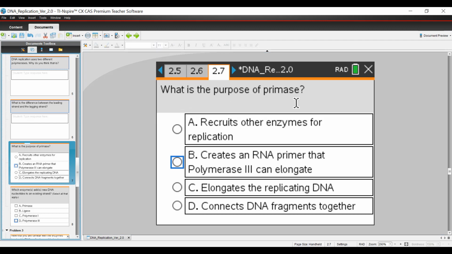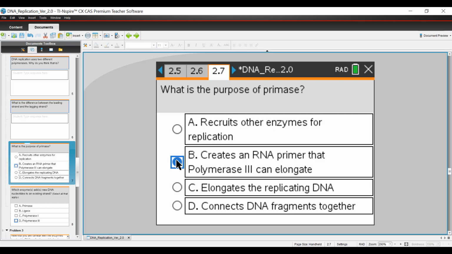All right, what's the purpose of primase? Some options here. Recruits other enzymes for replication. No, that's not it. Creates an RNA primer that polymerase 3 can elongate. Yep, that's definitely the one, but we'll check out these other ones just in case. Elongates the replicating DNA. Nope, that's polymerase 3 that does that. Connects DNA fragments together. You should remember that that is ligase.